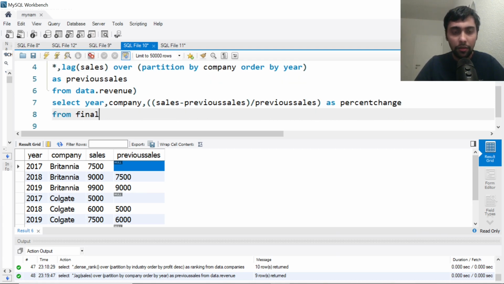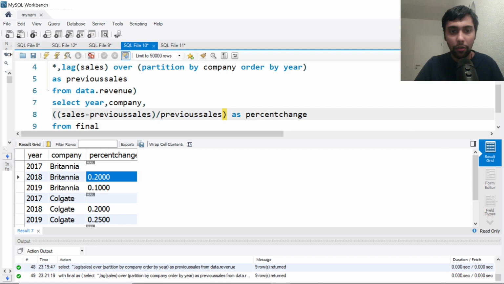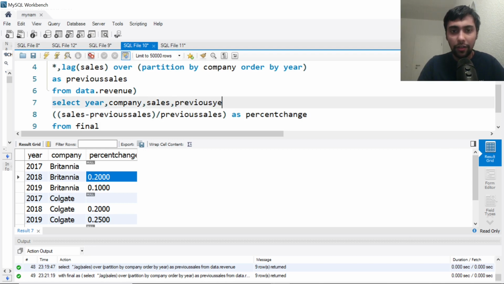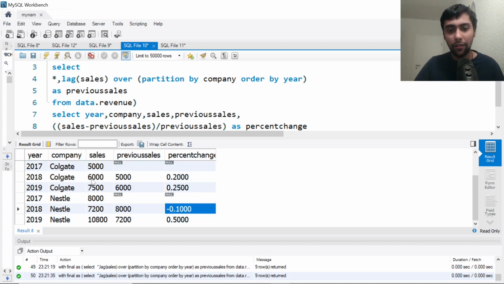Okay, let's run and see what we get. As you see, yeah, Britannia, it increased by 20%. If you want to see the other data also, we can bring that back. So we can also see sales and previous year sales, just to see those numbers. As you see, from 7,500, it went up to 9,000. So 20% increase. Then previous year was 9,000, it went up to 9,900, 10% increase. And so on, right? This is how you can do calculation.